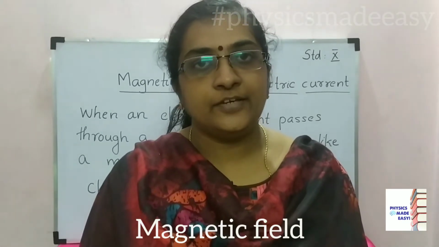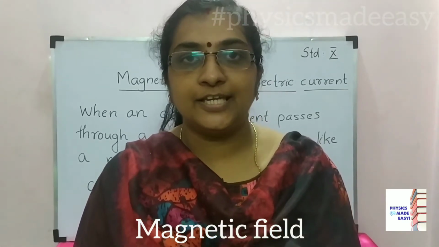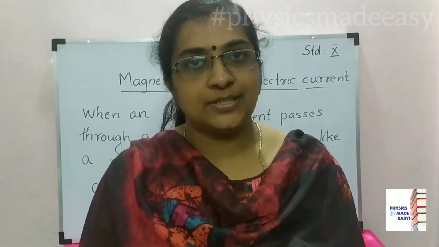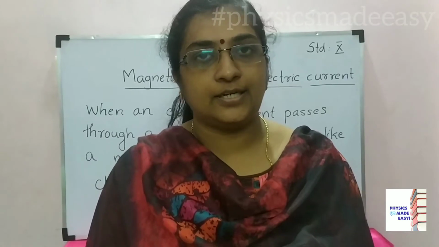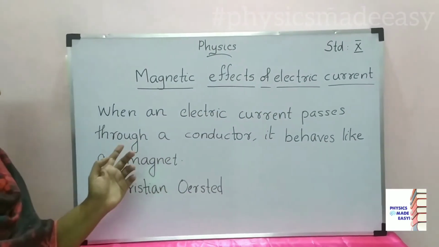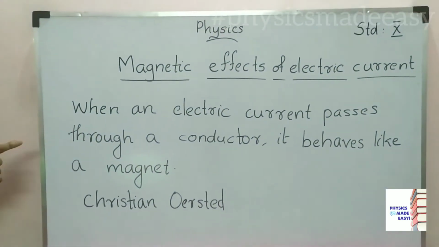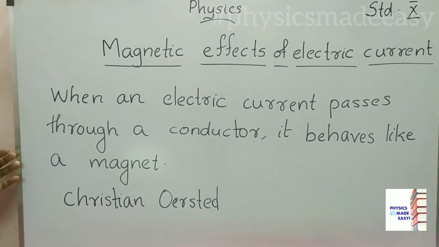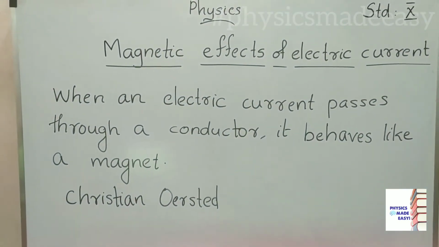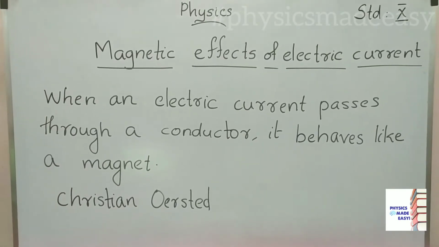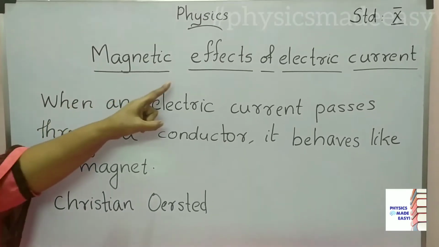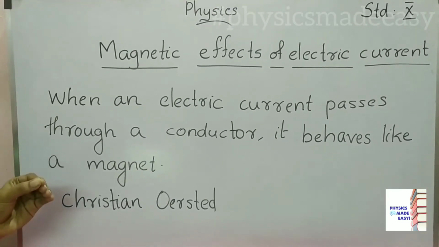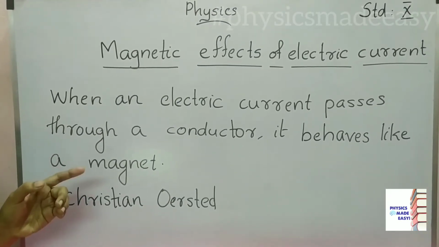Hello students, in the previous chapter we learned about the heating effects of electric current. In this chapter we are going to discuss the magnetic effects of electric current. Children, you know when an electric current passes through a conductor, it behaves like a magnet. You already studied this in 8th standard. There we called this effect the magnetic effect of electric current. When current is passing through a conductor, it can act as a magnet.